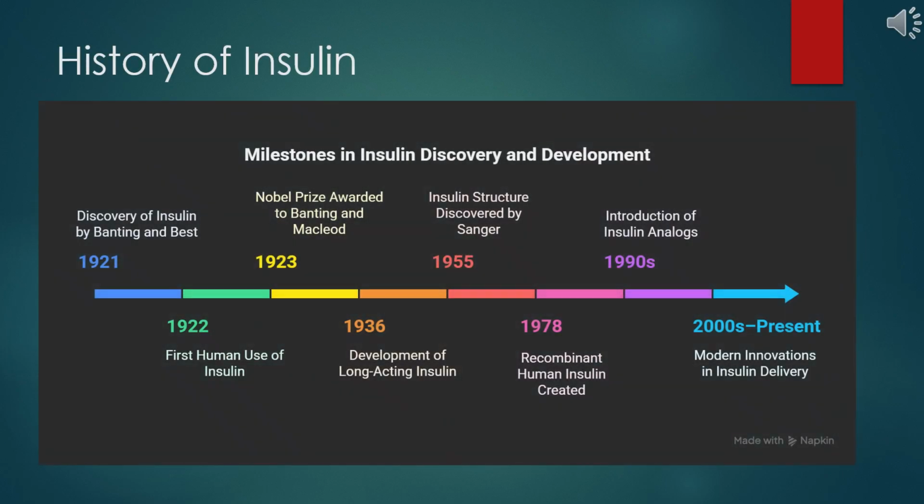Now let's quickly see the history of insulin discovery and development. From the discovery of insulin in 1921 by Banting and Best to recombinant DNA synthesis in the 1980s, insulin's journey has revolutionized diabetes care. Each step, from animal sources to modern analogues, has improved patient outcomes, safety, and ease of use.